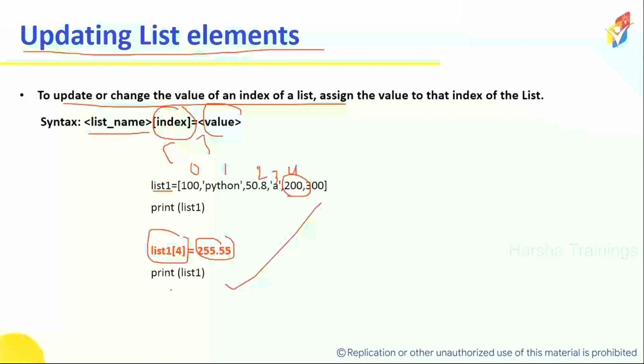Now, can you please tell me the output of list1? 100, Python, 50.8, A, 2000, 255.55 and 300. Is it okay? This is called updating.